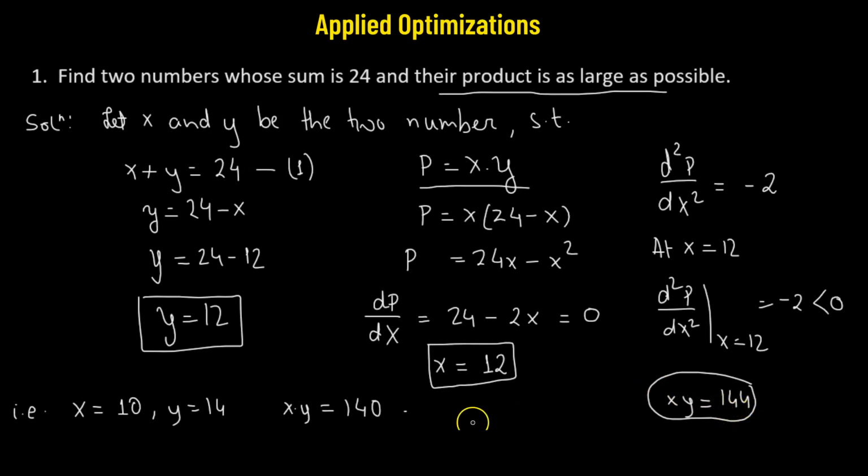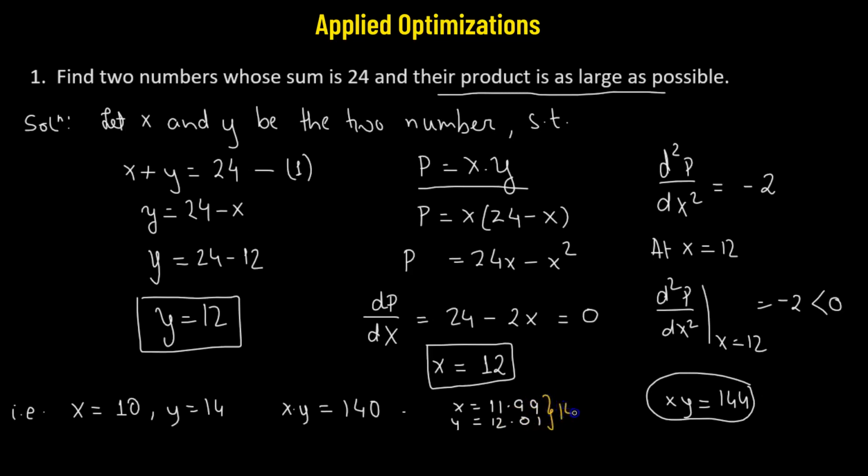All other values of the product are always going to be less than 144. You can check. I'll give you one more example. Let's say we take x to be very close to 12, say 11.99, and y equals 12.01. So the product is 143.9999. Still it is less than 144. So that means we have optimized our problem in such a way that only when x and y are both 12 are we going to get the maximum product.